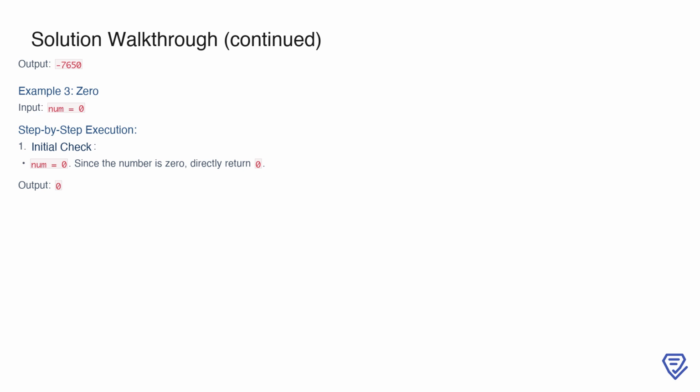Now, let's consider the simplest case, where the input is number equals 0. Here, we perform the initial check and see that the number is indeed 0. Since there's nothing more to process, we can directly return 0 as the result.